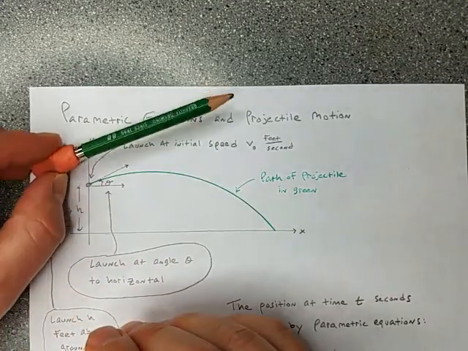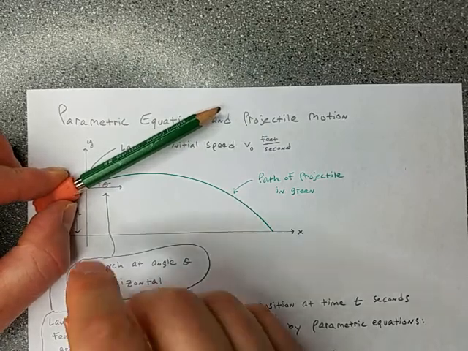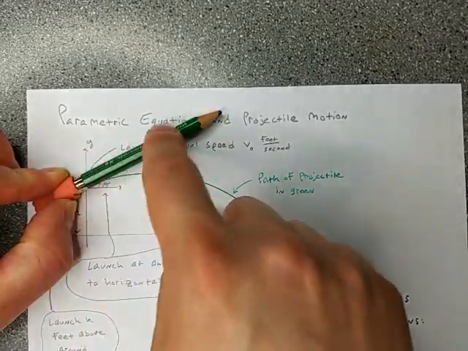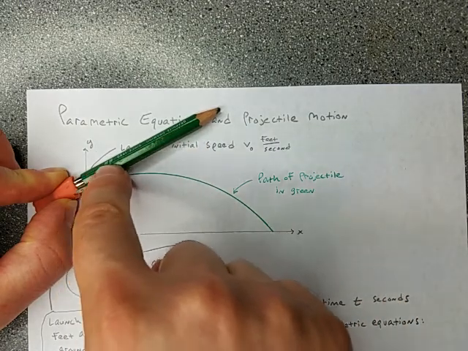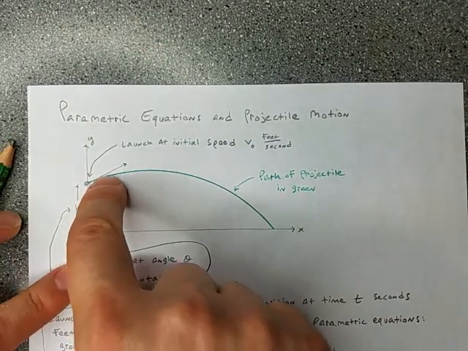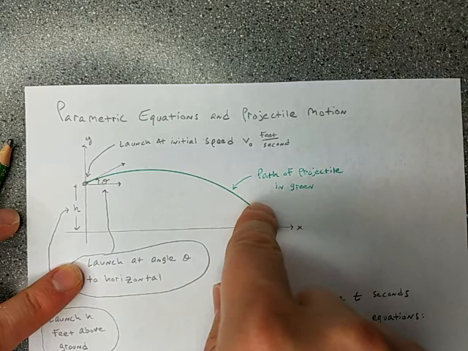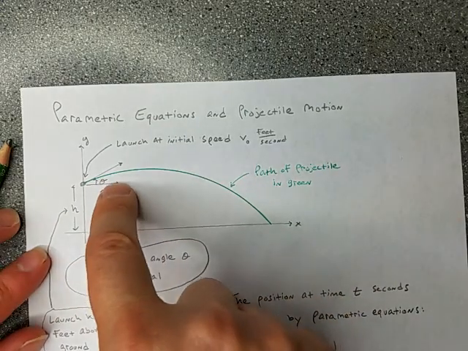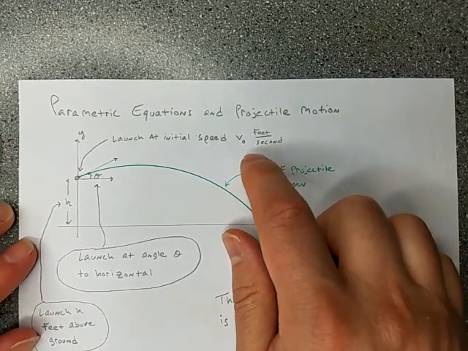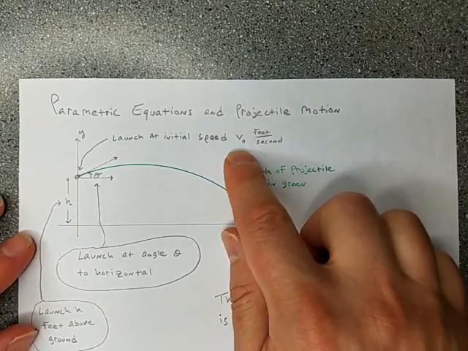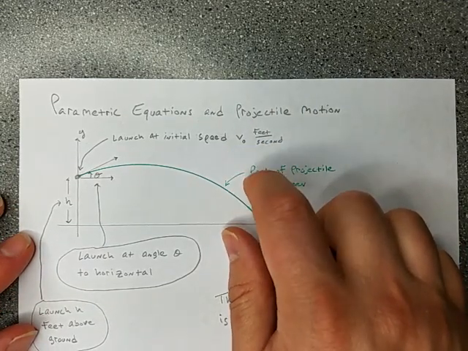So if this pencil was the barrel of a gun or something like that, that would be the initial angle that it's launched at. And then it travels through this predictable arc through the air after that. So that's what theta is. That's the launch angle. It has to also be launched at some initial speed. We'll say v0 feet per second.